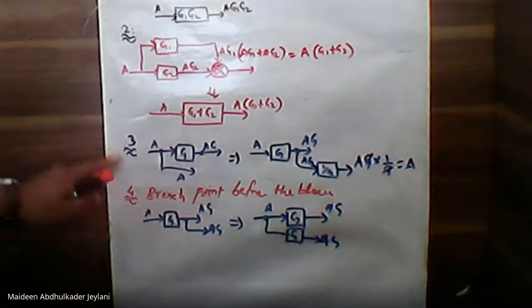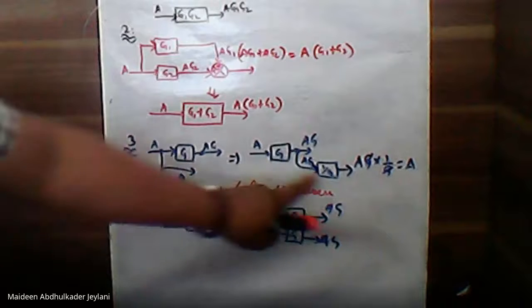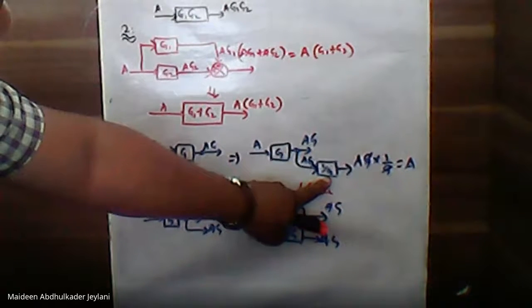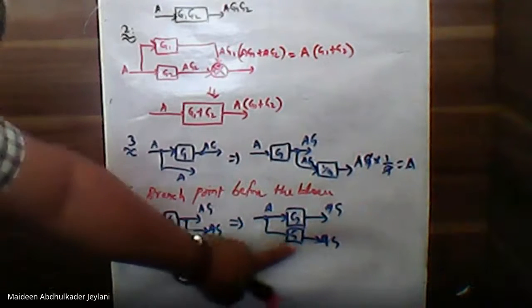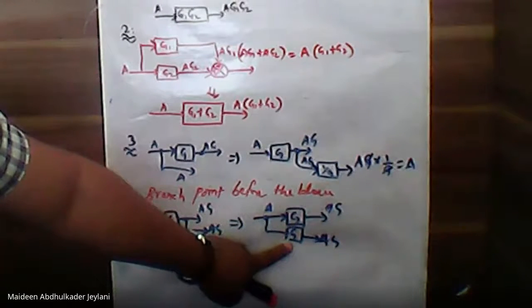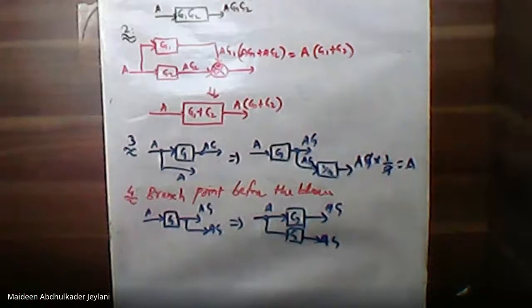Clear? So there are 2 points to be noted. When you are moving your branch point ahead, you have to include divide by G there, and when you want to move your branch point before the block, multiply with your system gain G. This is rule number 4. So we have seen blocks and branch points, and we also have a summing point. The rule number 5 is about a summing point.